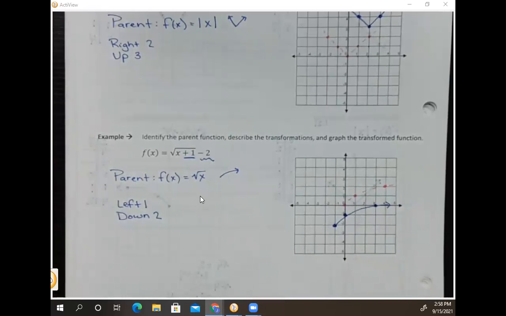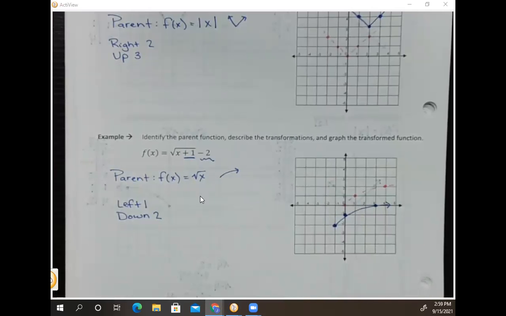As I said earlier, you can always default back to make a table, pick some values for x and plug them in. We could certainly graph this function by making a table. However, if I recognize the parent graph and the transformations here, it makes my graphing process a lot faster and, depending on the function, a lot easier.